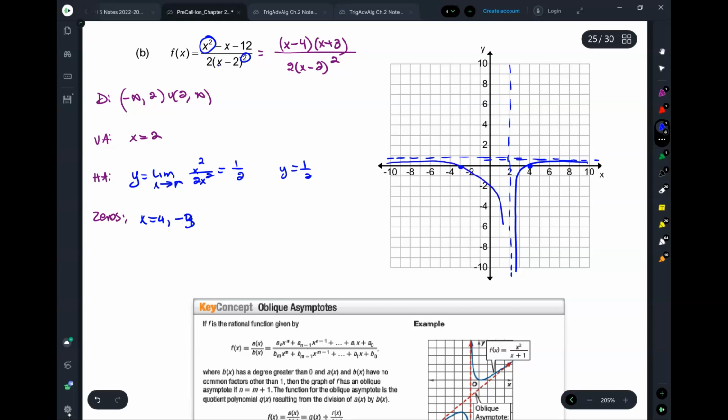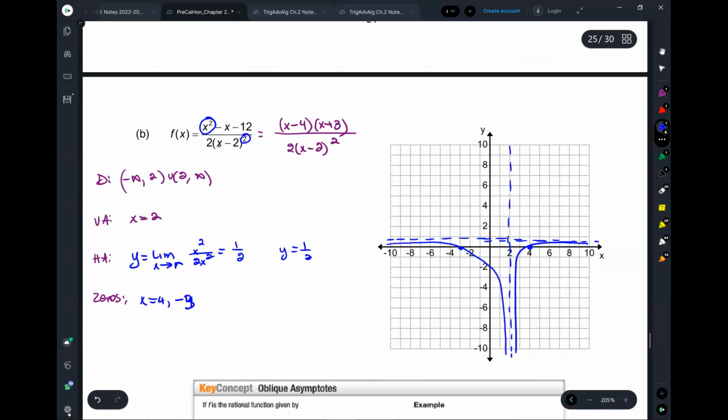Yes, for the zeros, you always set the numerator equal to 0. Okay, so much for that.